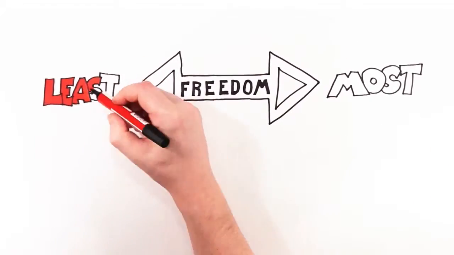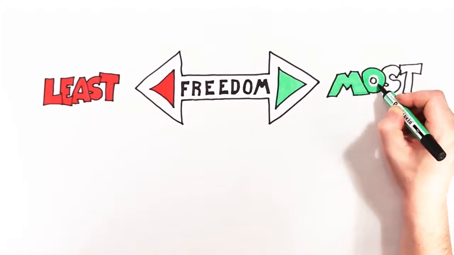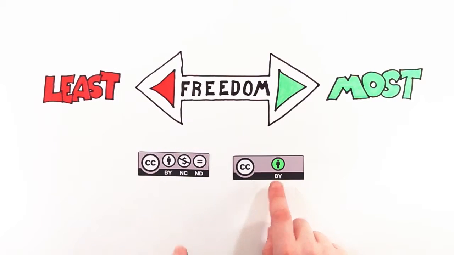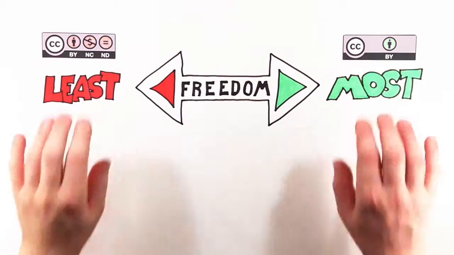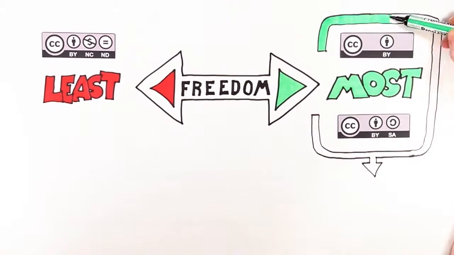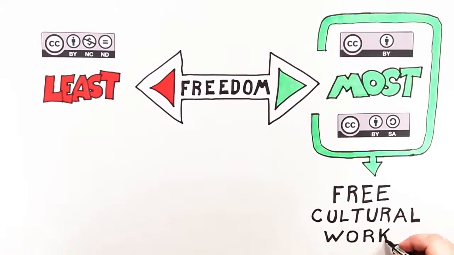The difference between them is how many rules apply when someone wishes to use your work. The attribution license allows reusers the most freedom, and the attribution non-commercial no derivatives license allows the least freedom. The attribution license and the attribution share-alike licenses are sometimes referred to as Free Cultural Works Approved licenses.